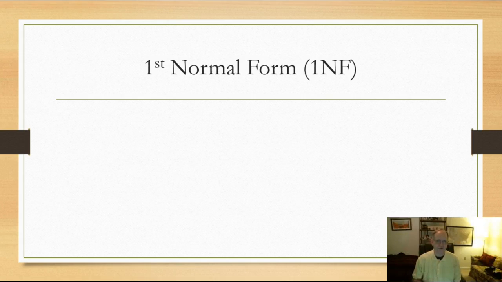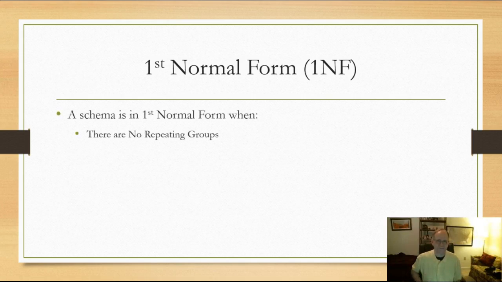Okay, here are the definitions. I'm not going to go into the meat behind it, but these are the definitions of the first four normal forms. First normal form says a schema is in first normal form if there are no repeating groups, meaning every attribute has only one value. That is first normal form.